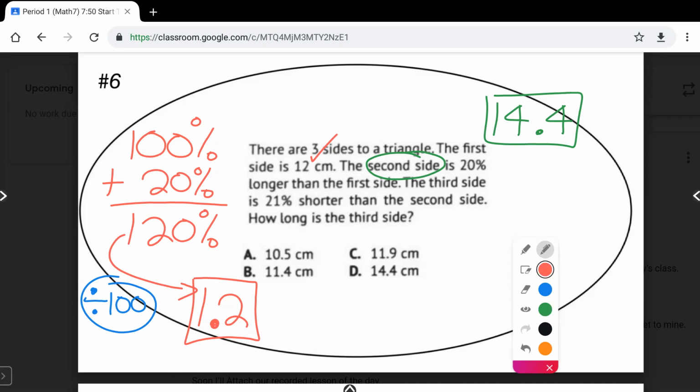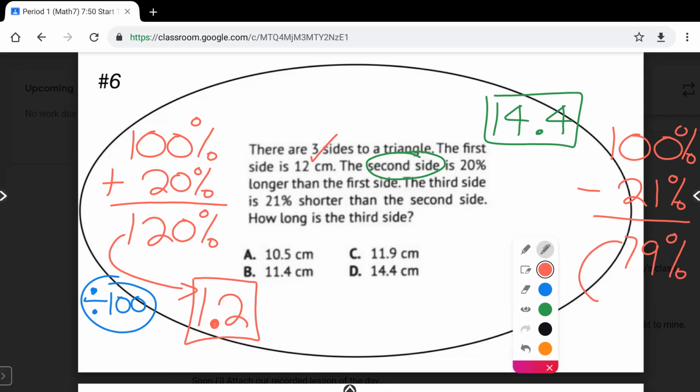But that's not what I want, because then it says the third side is 21% shorter than the second side. So again, I have to do another percentage change. Again, I start with 100%. Since this one is shorter by 21%, I have to subtract 21% from this. This is going to give me a grand total now of 79%. And when I make this into a decimal by, again, dividing by 100, this is going to give me 0.79.